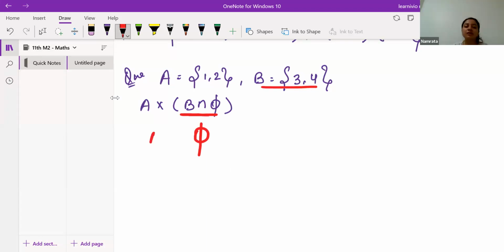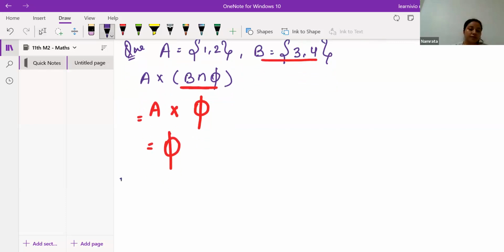Okay. And now we started the discussion that A Cartesian product with the empty set will be the empty set only, because you won't be able to make the ordered pair when there is no set at all, when there is a null set. So the result of this one will be the empty set only. All right. Let's do the next one.